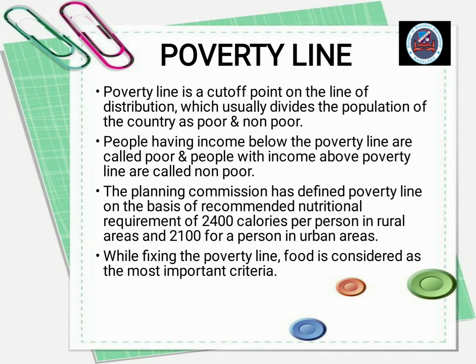According to the Planning Commission, the poverty line is defined on the basis of recommended nutritional requirements, which we have learned earlier. That is, when a person consumes at least 2,400 calories per person in rural areas and 2,100 calories per person in urban areas, they are regarded as above the poverty line. So those who are not able to consume at least these calories are regarded as people living below the poverty line. So while fixing this poverty line, food is considered the most important criterion.